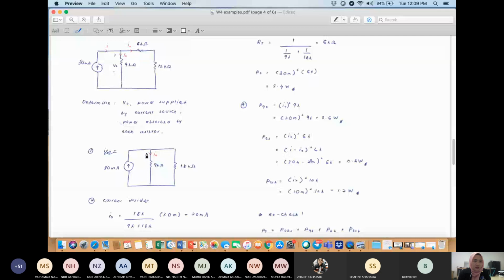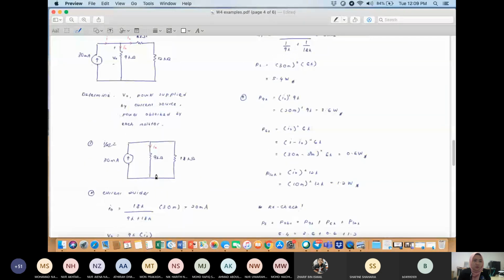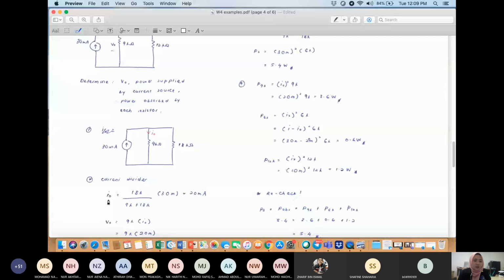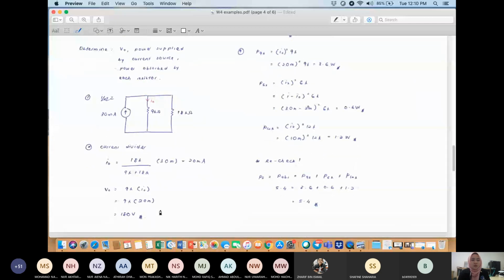So the I naught is the current that flows through 9 kilo ohm. Okay, because you want to calculate for the V naught. So using current divider, I naught is equal to 18K divided by 9K plus 18K multiplied with the current 30 milliamp. So you will get 20 milliamp. Okay, and using Ohm's law, you can calculate for V naught. So V naught is the V across 9K. So V naught is 9K multiplied with I naught. So 9K multiplied with 20 milli, you will get 180 volt. Okay, so V naught is 180 volt.